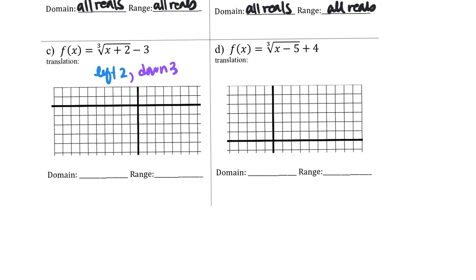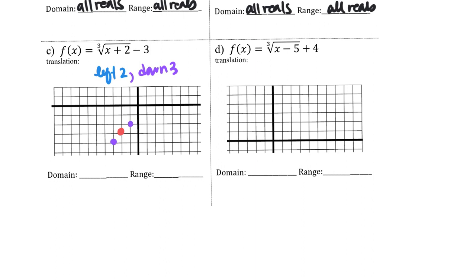So let me move my center point. Left 2, down 3. I'm calling it a center point, but I don't think it actually has a special name. It's like a point of symmetry. Okay, from here, the third root of 1 is 1. So let's go right one, up one. The third root of negative 1 is negative 1.